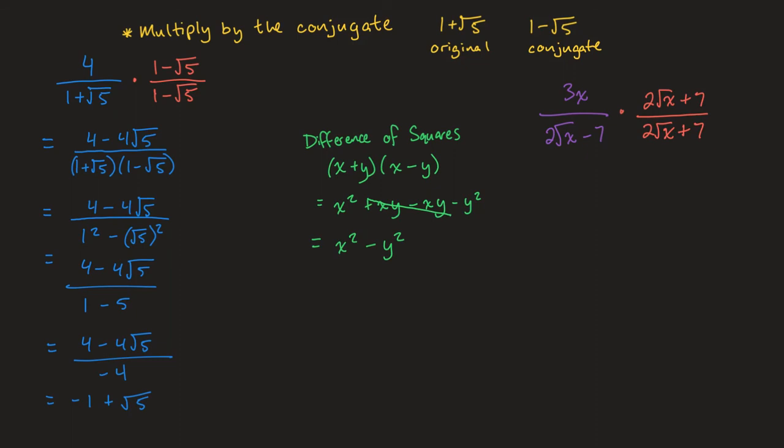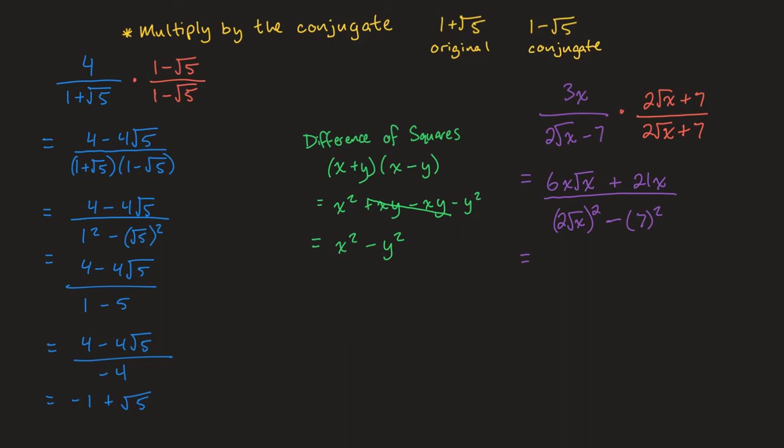So let's multiply these. In the numerator, we need to distribute. So 3x times 2 root x is just 6x root x. And 3x times 7 is going to be plus 21x. And in our denominator, we have a difference of squares. So we can do that real quick. So we can square that first term, 2 root x, and it's minus the second term squared. Okay, so we can simplify that.